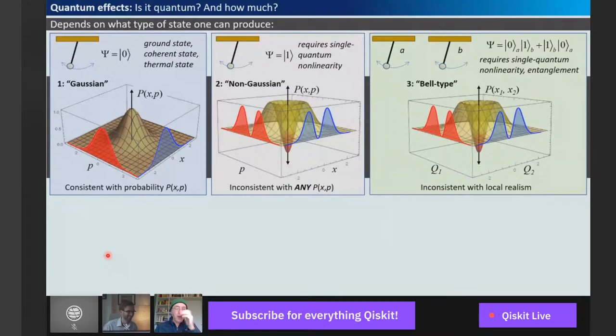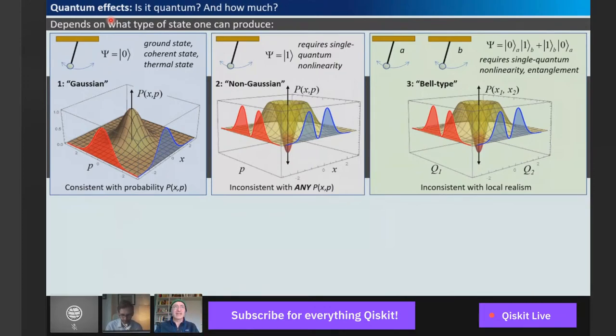Let's see. So the point I want to make here is twofold. I want to explain why we need some nonlinearity, and I also want to explain that when we talk about looking for quantum effects in macroscopic objects, it's actually important to realize that quantum effects is not just a yes or no answer.